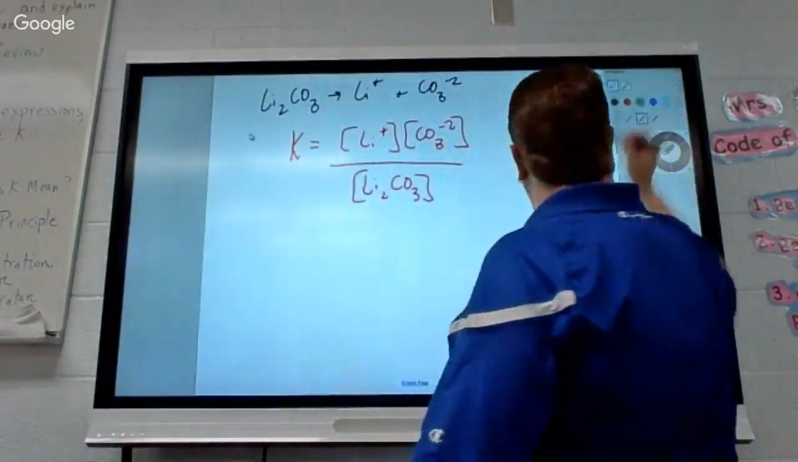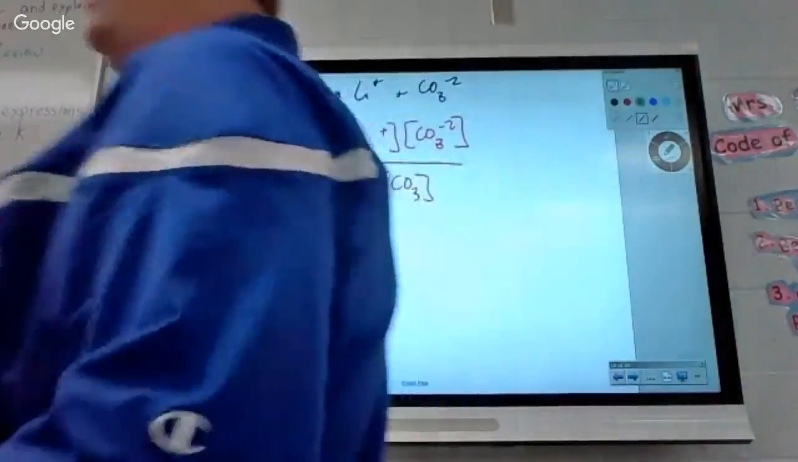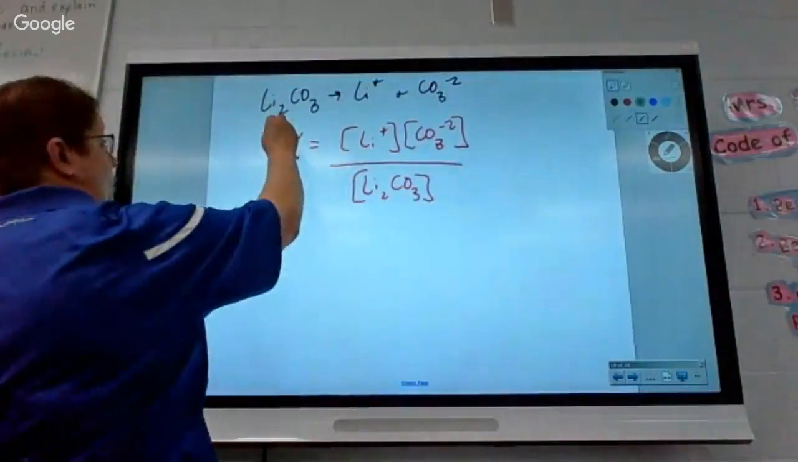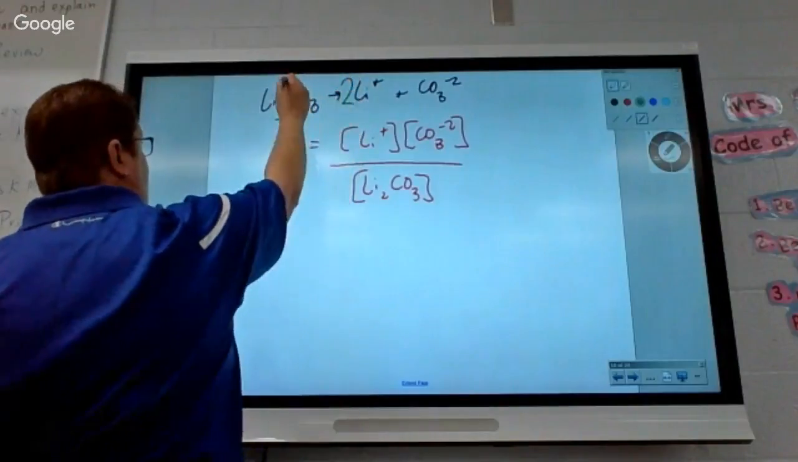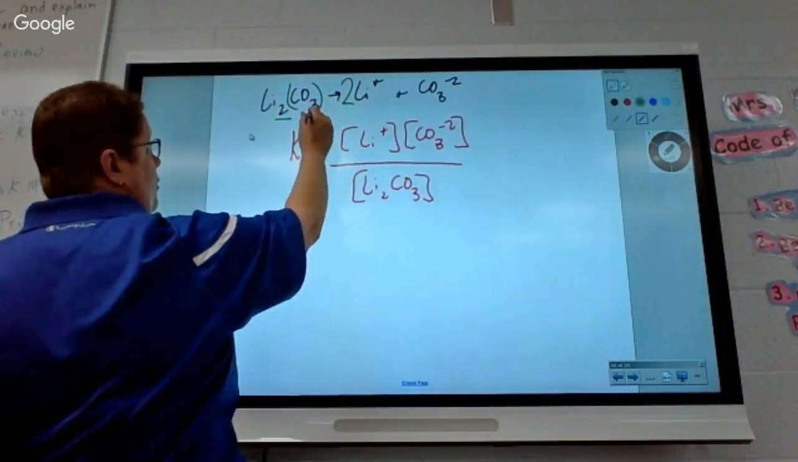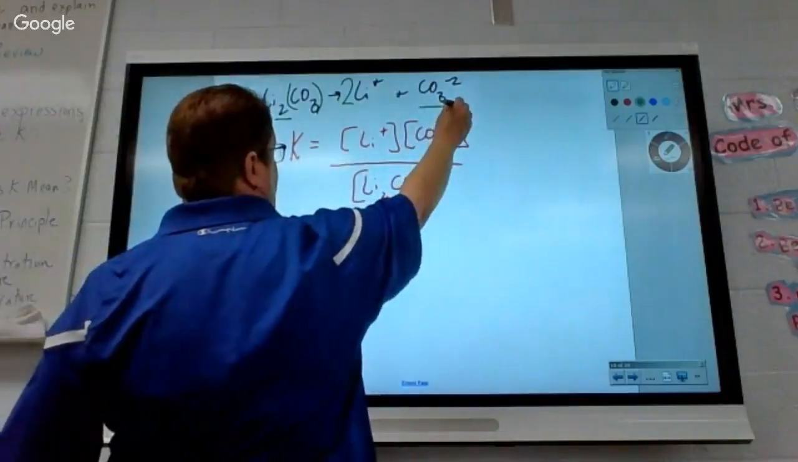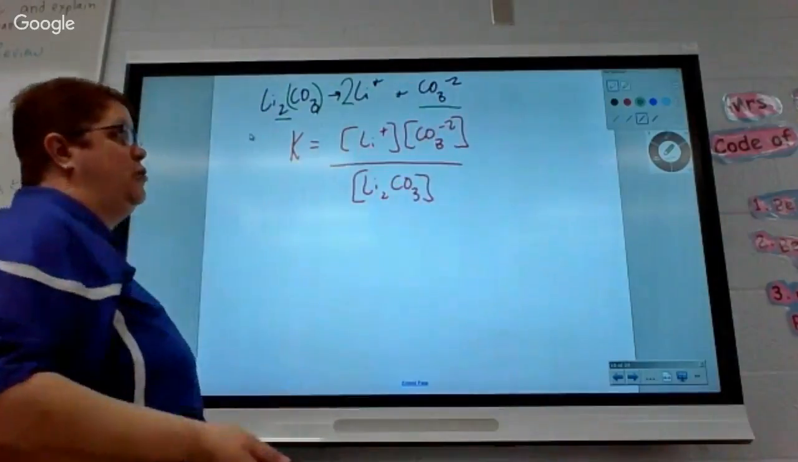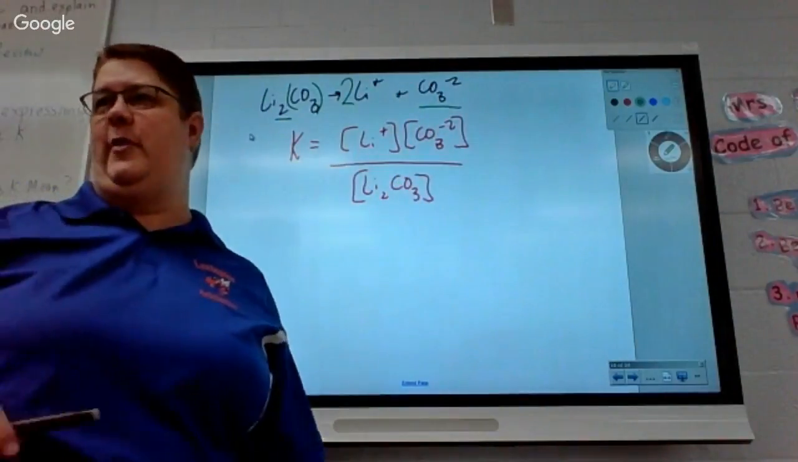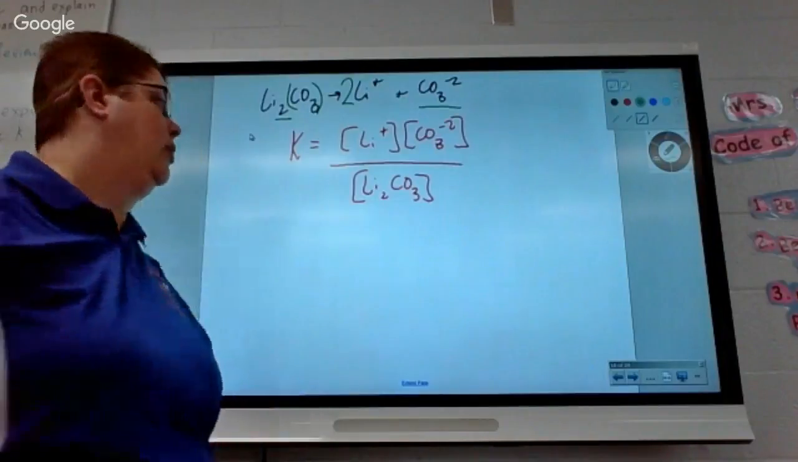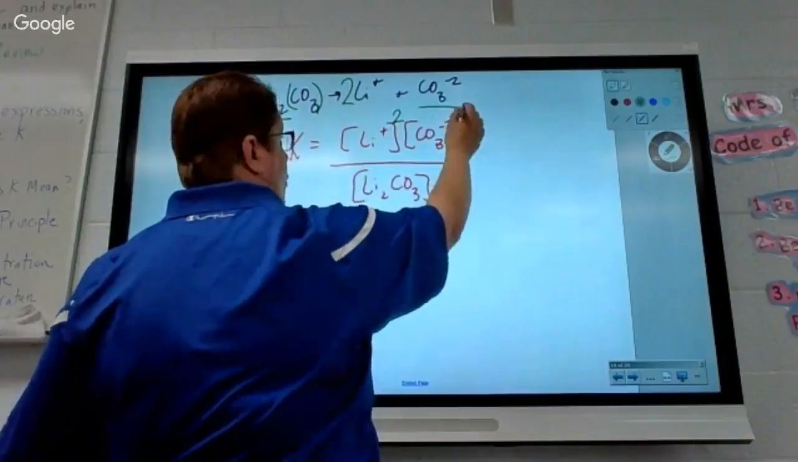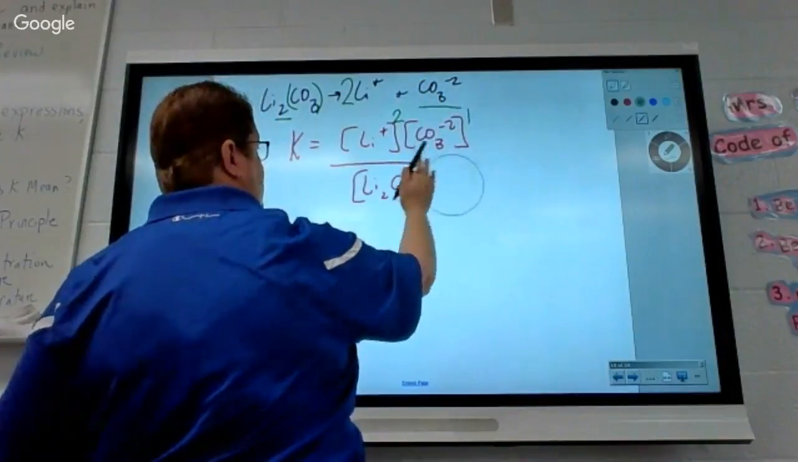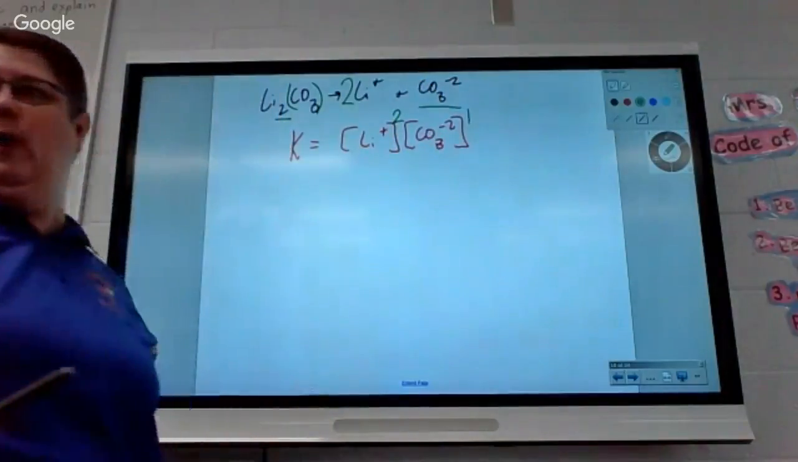All right, so when we look at the equation, how many Li's are right here, Rebecca? There's 2, so I'm going to put a 2 there. How many CO3s here? 1, and how many CO3s there? Just 1. That minus 2 at the top doesn't make any difference. That's just an oxidation number. So I need to put a 2 right there, and that can stay a 1 just like it is. This is a solid, so it's going to go away.